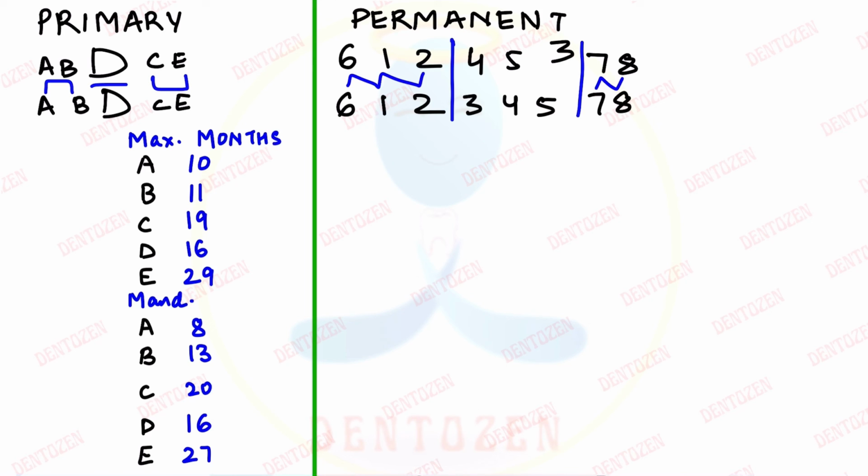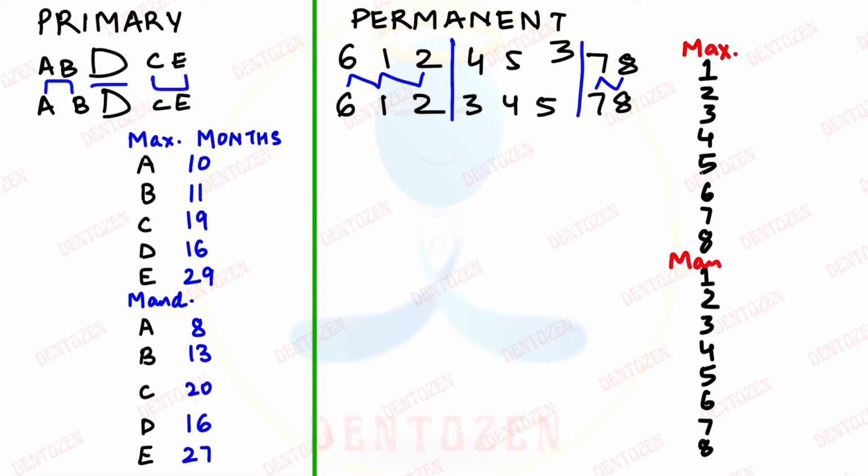Then if we talk about the permanent, we have to write 1 to 8 for maxilla and 1 to 8 for mandible. 3 teeth are coming at the same age, that is first molars and the mandibular central incisor, that is at 6 to 7 years. Following the zigzag pattern for other incisors.